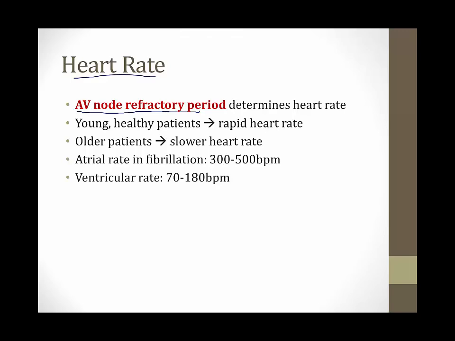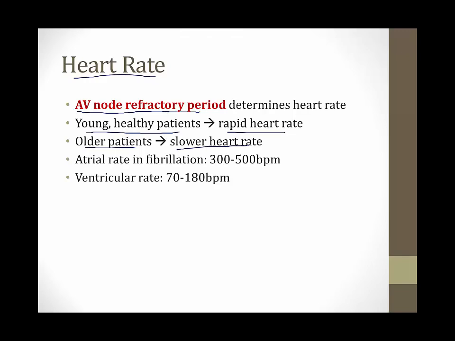This often has to do with the patient's age at the time they develop atrial fibrillation. Young, healthy patients tend to have very healthy AV nodes, and therefore when they develop atrial fibrillation, they often have a very rapid heart rate. Older patients tend to have an AV node that is not capable of very fast conduction, so they often have a slower heart rate.